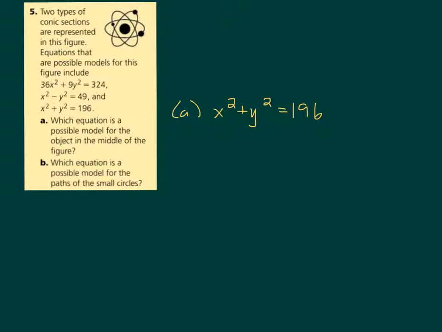Part B. What is an equation for a possible model of the paths of the small circles? So we have 36x squared plus 9y squared equals 324. Because there is addition here, but we cannot rewrite it in the form x squared plus y squared equals a number, where the coefficients are 1 both times. If the coefficients are going to be different, we know that's an ellipse. And the third equation here with subtraction present, that's going to be a hyperbola, which is not represented in the figure at all, so we get to just ignore that one.